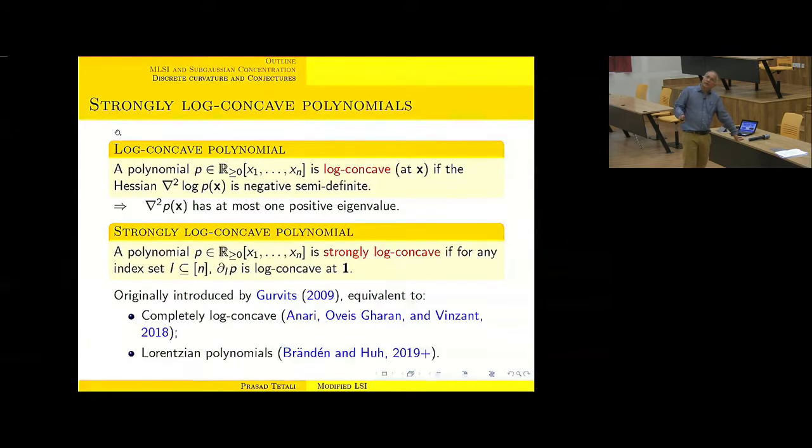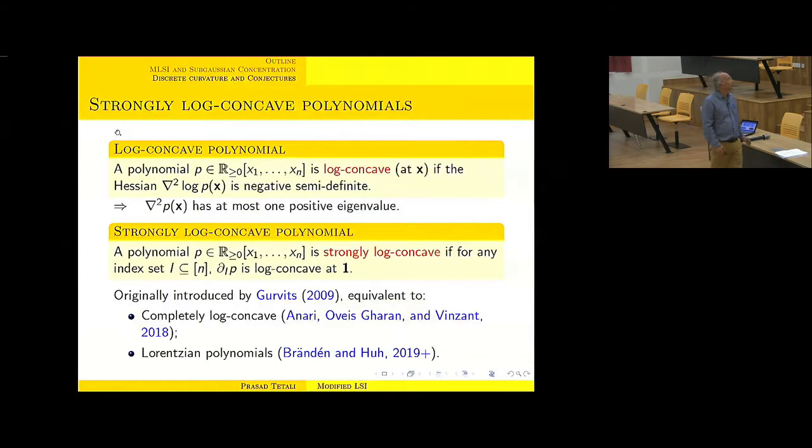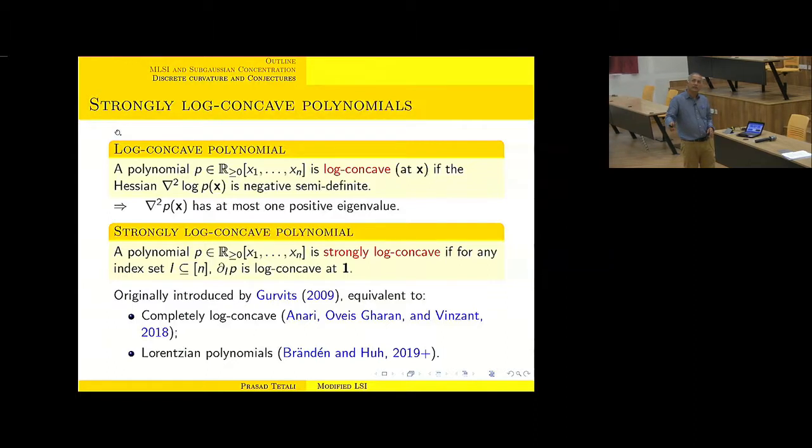Now what is strongly log-concave? So you say strongly log-concave if for any subset of the indices, these partial derivatives are also log-concave when you evaluated at the all ones. So again, you're mostly interested in the positive orthant, but for this, you take singletons. If you take the full thing, that gives you the log-concave, but now you're saying it for all these partial derivatives. This has at least 3 different names now. Leonid Gurvits introduced it 10 years ago.